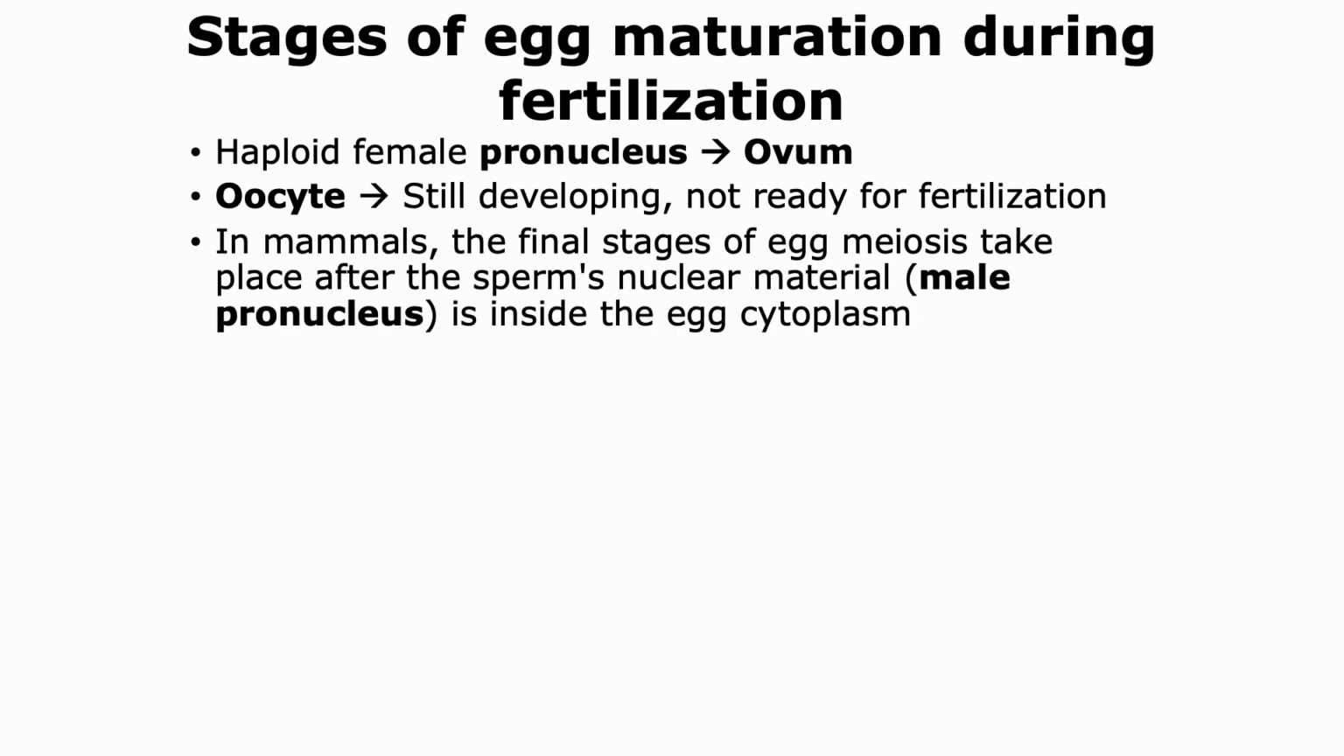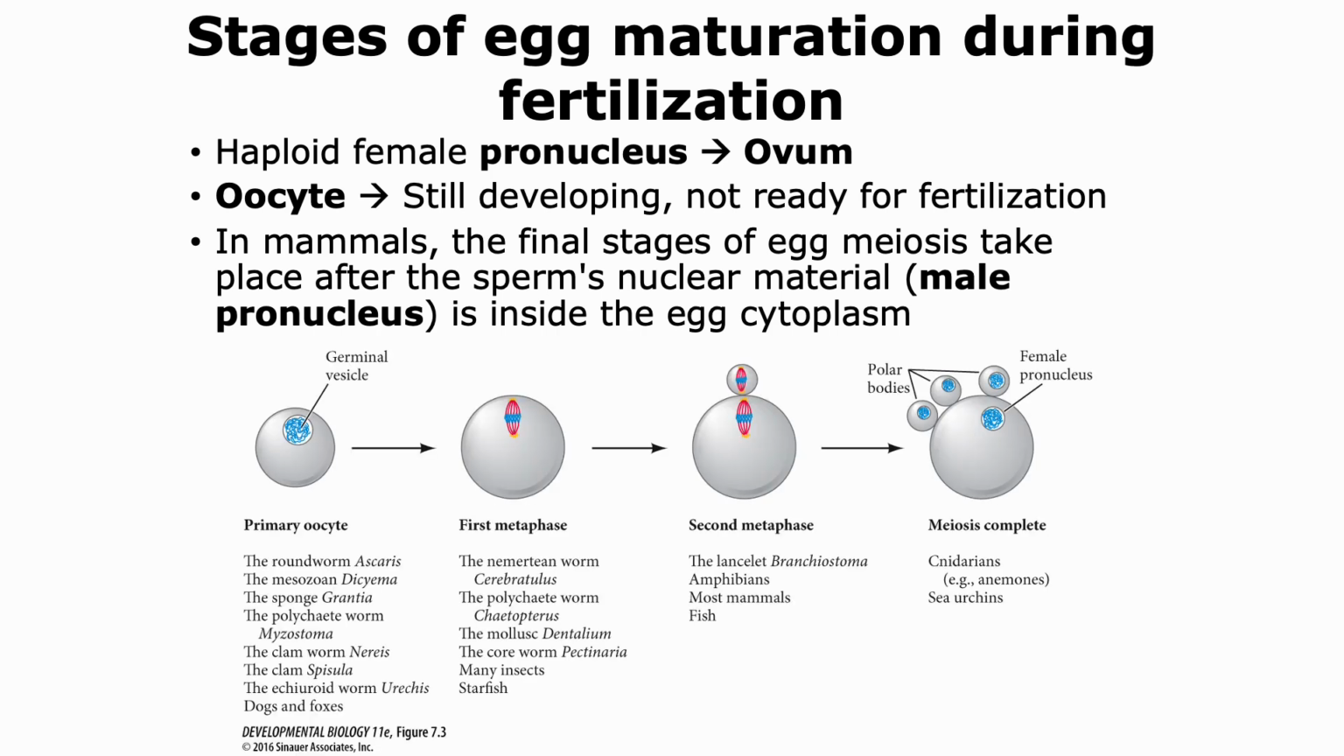In the case of mammals, the final stages of egg meiosis take place after the sperm's nuclear material is inside the egg cytoplasm. So, in mammals, the female gamete is not truly haploid when the sperm's nuclear material enters the egg. When we look at the figure below, we're looking at the different stages of development of the oocyte, and we're also seeing the different organisms listed below each stage of development, which indicates the stage during the process where fertilization occurs, or where the sperm enters the egg.